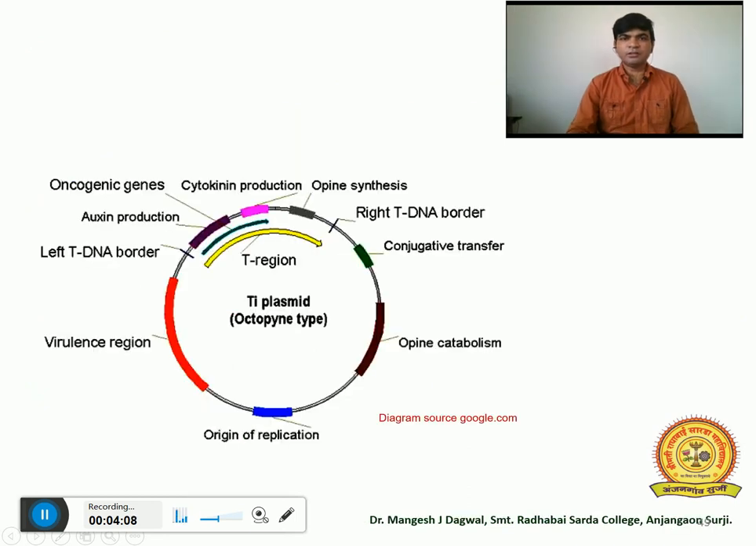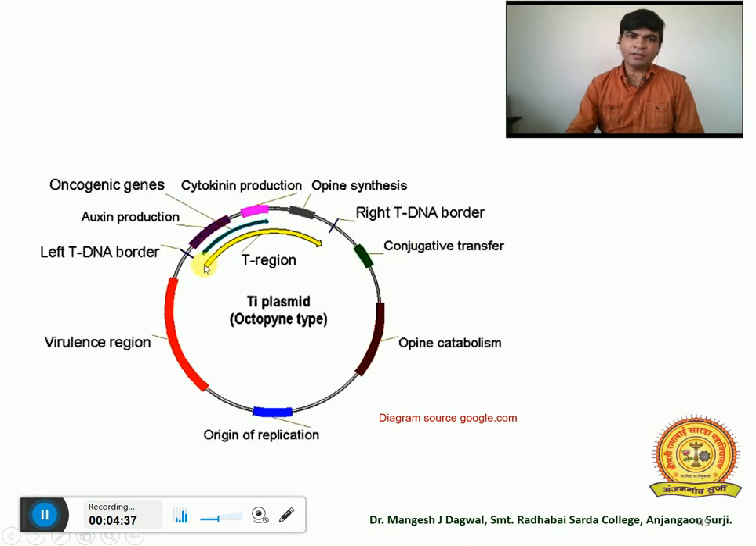Now here, this is the plasmid, this is the Ti plasmid. In this Ti plasmid, you can see this is the origin of replication. Along with that origin of replication, there is the presence of the tDNA. Here you can see this yellow color, this is the tDNA, and this tDNA has two borders, the left tDNA border and the right tDNA border.